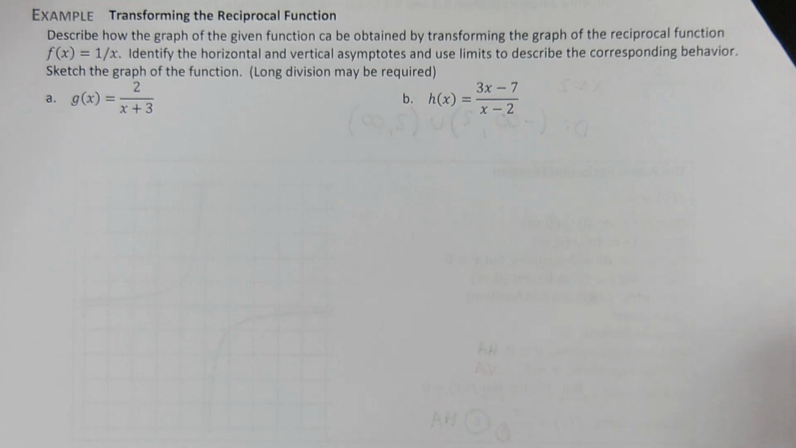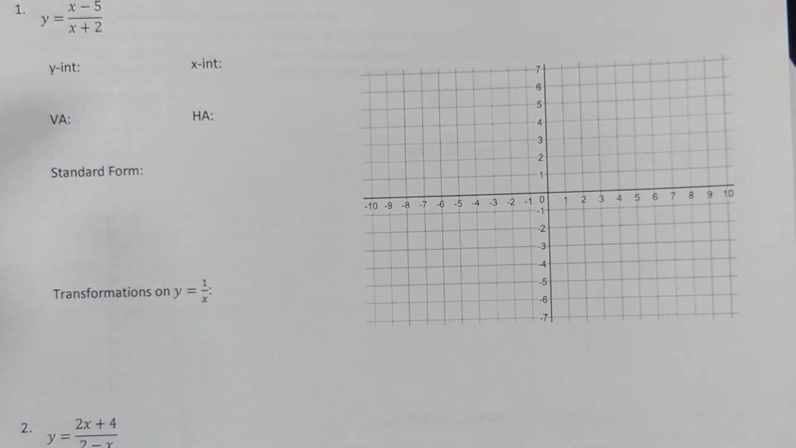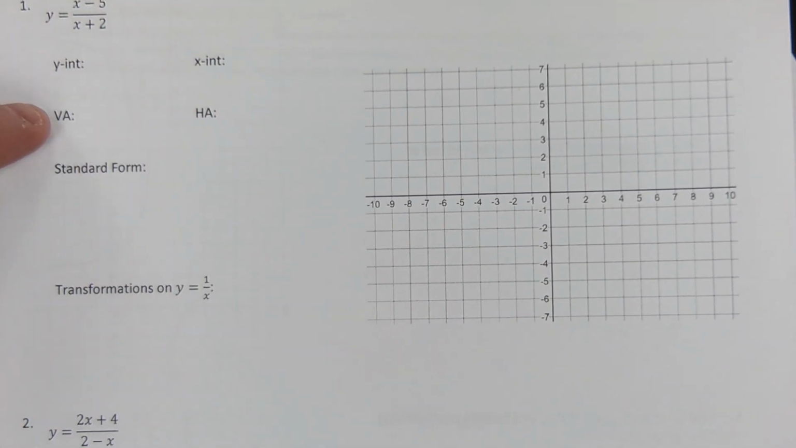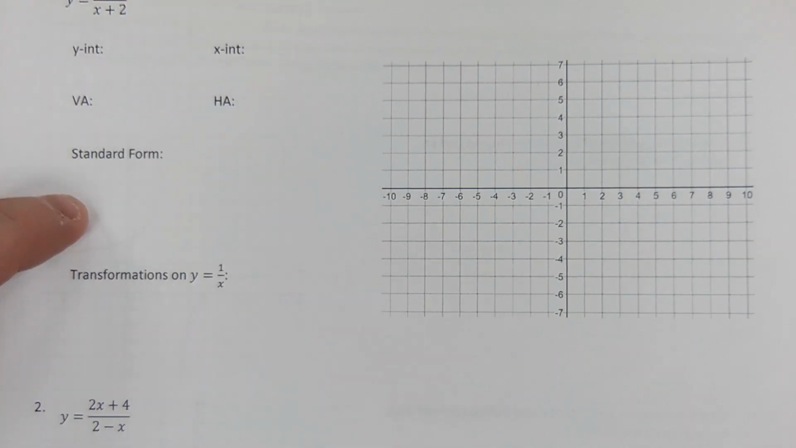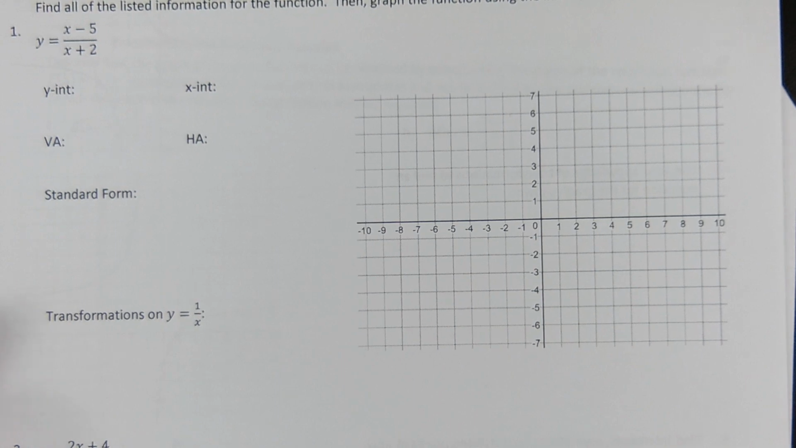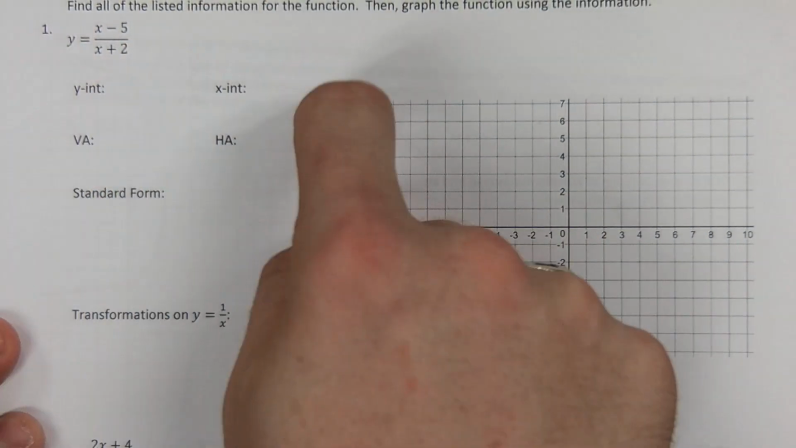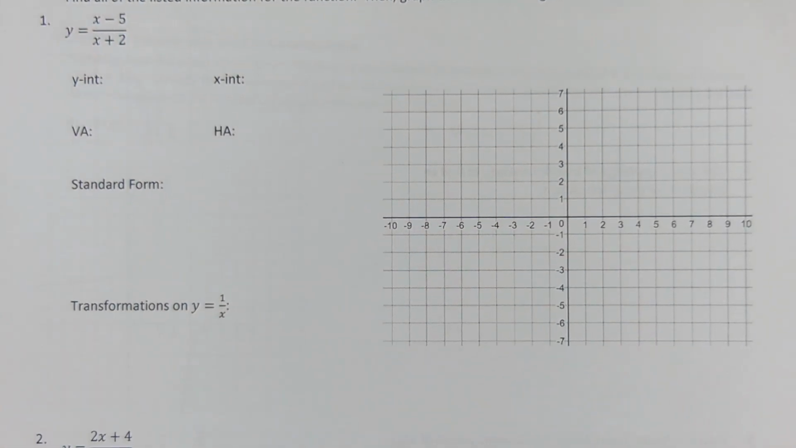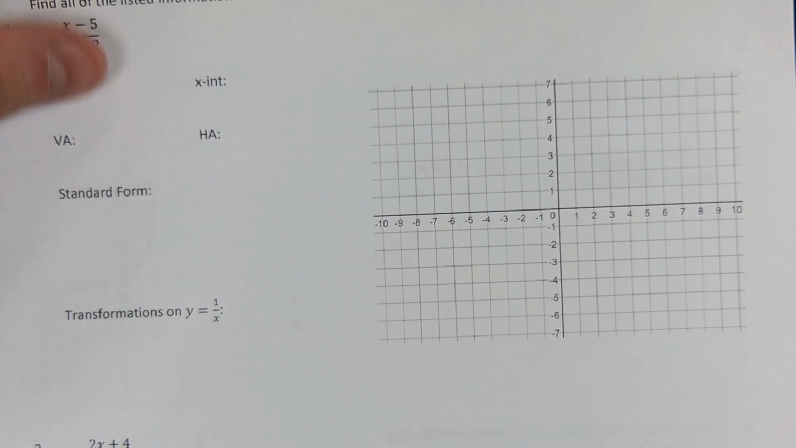which is everything that I need you to do in the homework for questions 1 and 2. If you look at numbers 1 and 2, it says what's the y-intercept, what's the x-intercept, what's the vertical asymptote, what's the horizontal asymptote, what is it in standard form, describe all the transformations, and get a graph. So question number 1 is 7 things. And I forgot to include on there end behavior. Could have been 8 things. And that's the same thing for number 2.